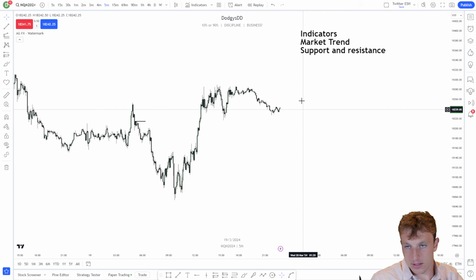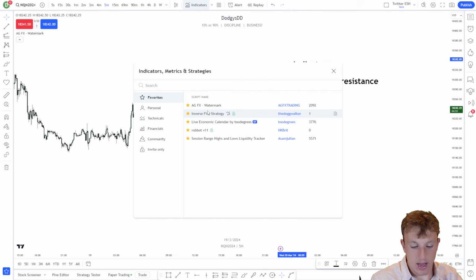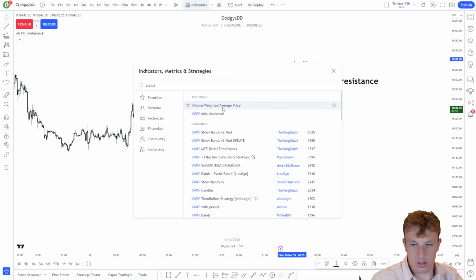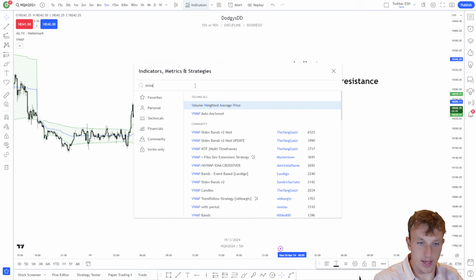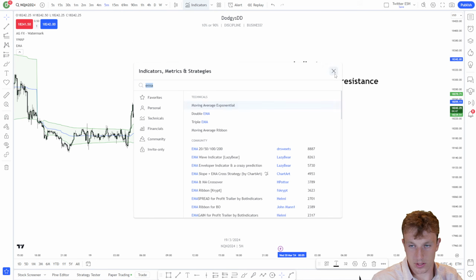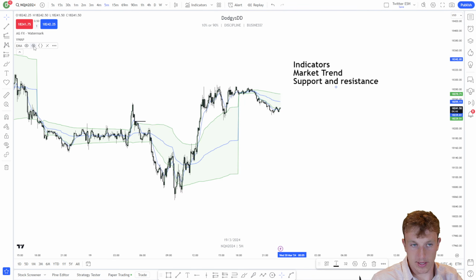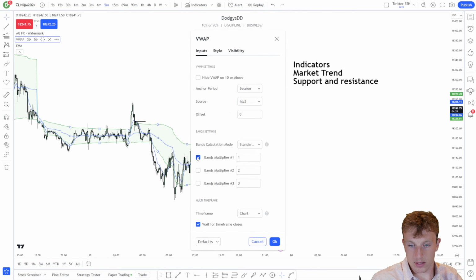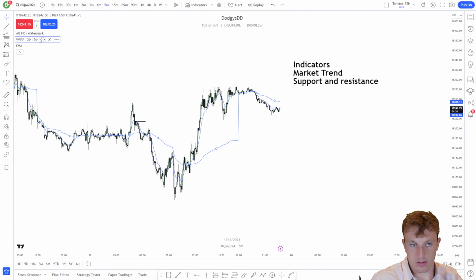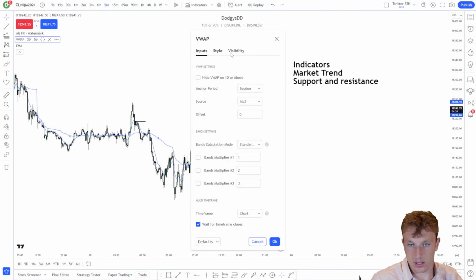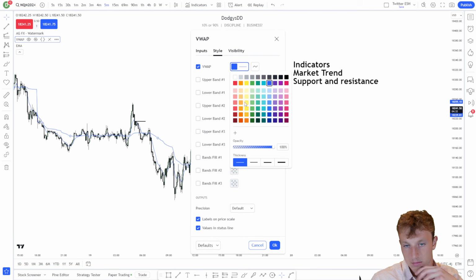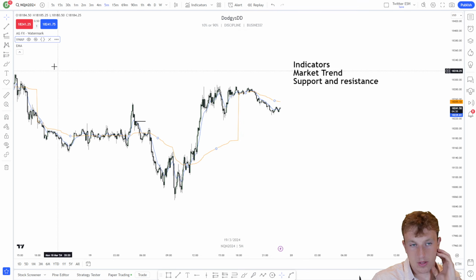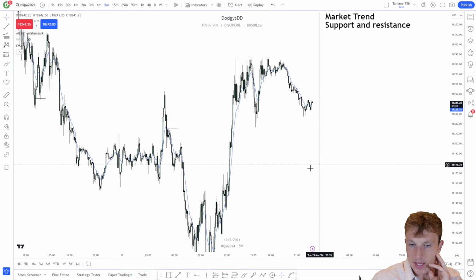So for indicators, let's use VWAP, which is a popular one. Or let's use an EMA. Let's just use this one. So we got the moving average. We'll use the 9 EMA. I don't like how VWAP looks here. This kind of looks really bad. We'll just use VWAP right there, and we'll make the color orange. Okay. So we got VWAP and we got EMA.